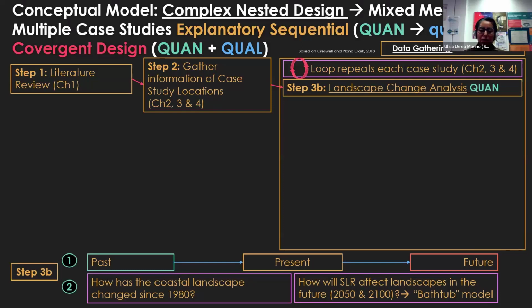So basically, from the past to the present, I want to know how the coastal landscape has changed since 1980, because this is based on the geographic information system. And then from the present to the future, how will sea level rise affect the landscape with the IPCC models, with trends for 2050 to 2100 using a bathtub model. This is important because it's part of the information that I need to take into consideration from each case and then use for the comparison.